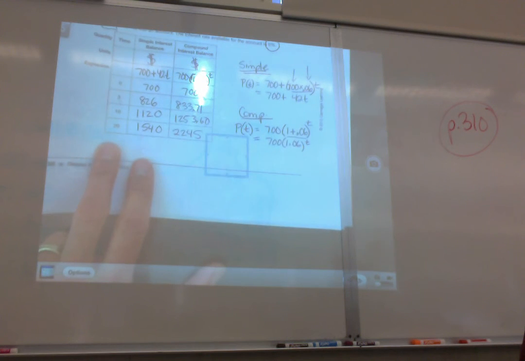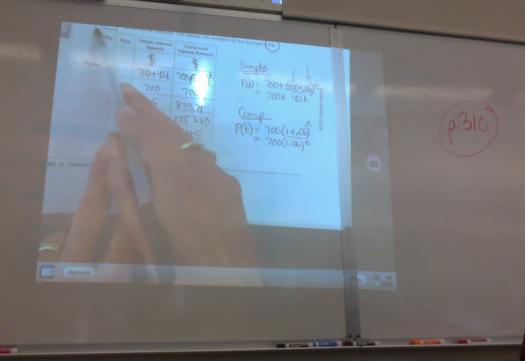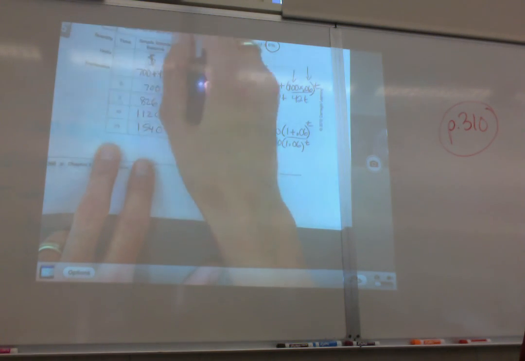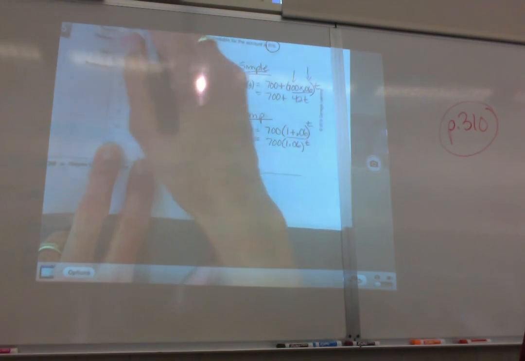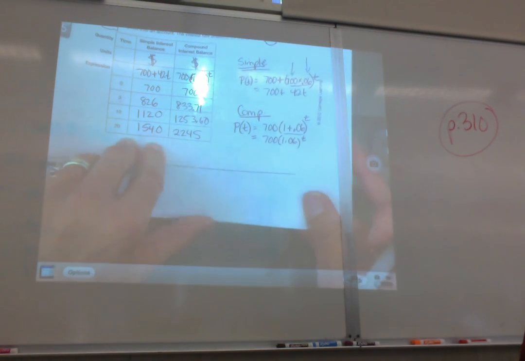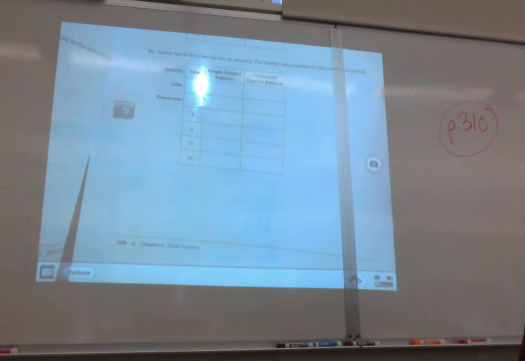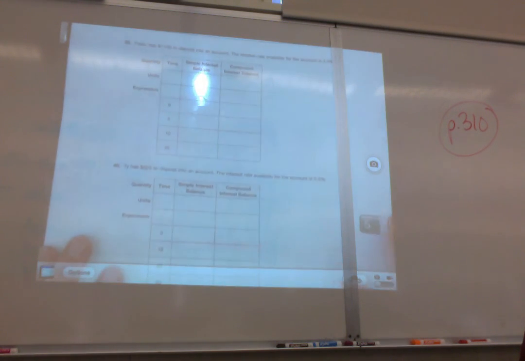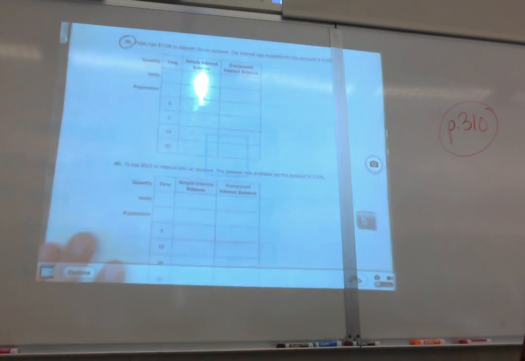Okay? But it started, Brody, by reading this. And kind of the directions were right here. You had to do a simple and compound interest. All right? So, how about you guys right now do number 39 with the people at your table? All right? I will walk around and see how it's going.